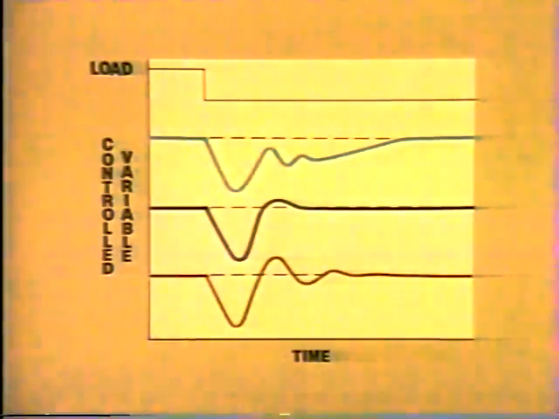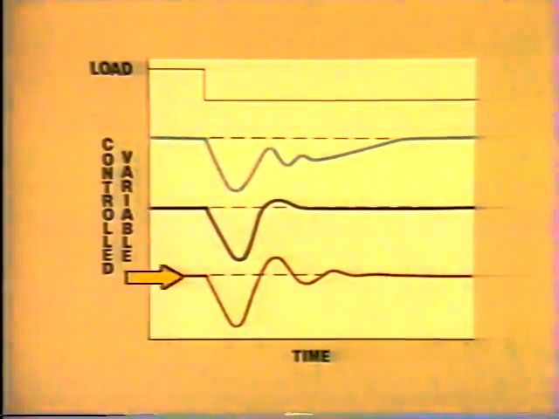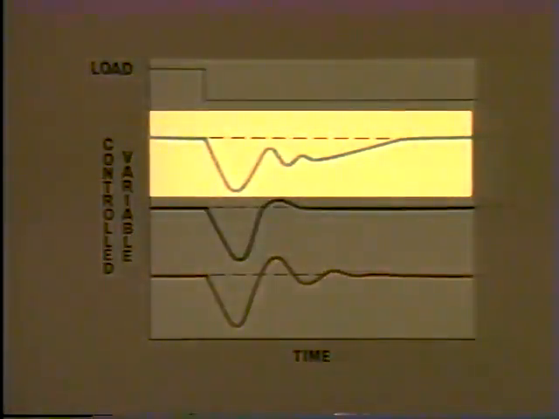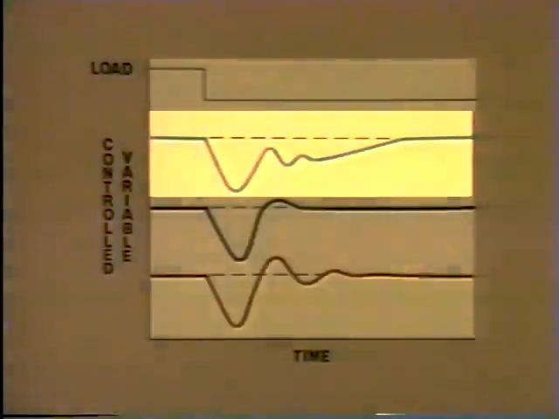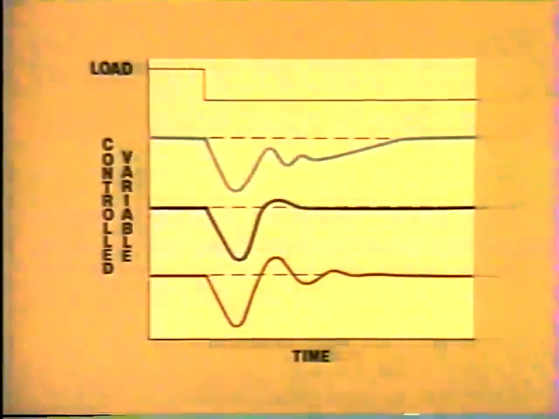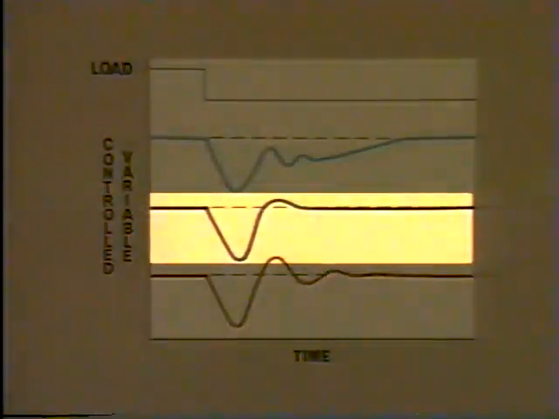These three reaction curves illustrate low, correct, and high reset settings. This curve shows that the offset is gone, but it's taking too much time for the controlled variable to stabilize. This curve shows too much cycling, even though it stabilizes in less time than it did with too little reset action. And this curve shows what you can expect to see if the reset is correct. The controlled variable stabilizes in minimum time.